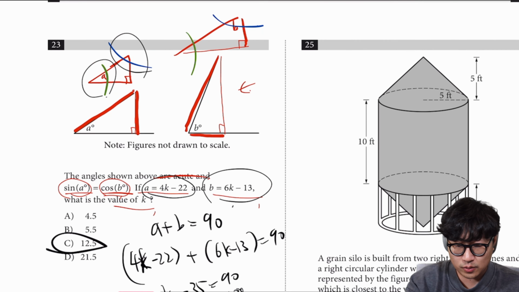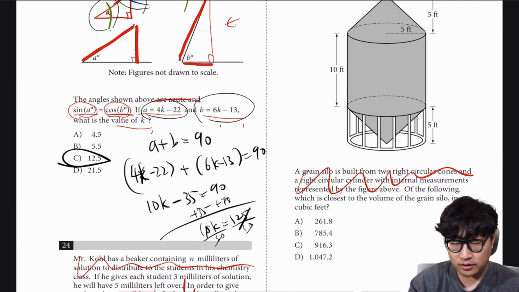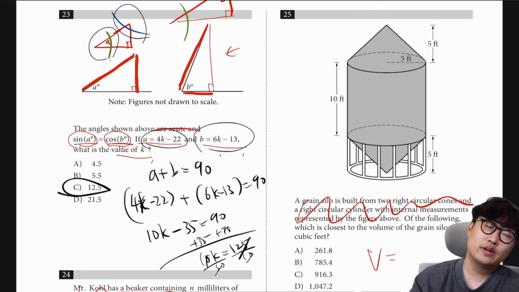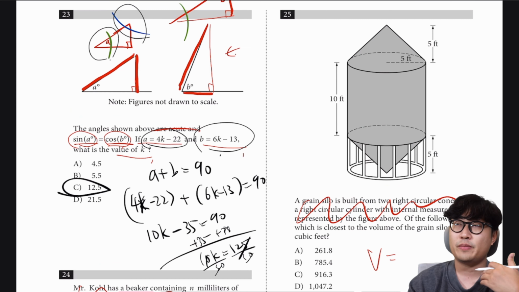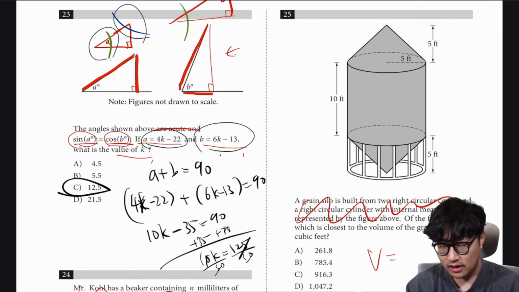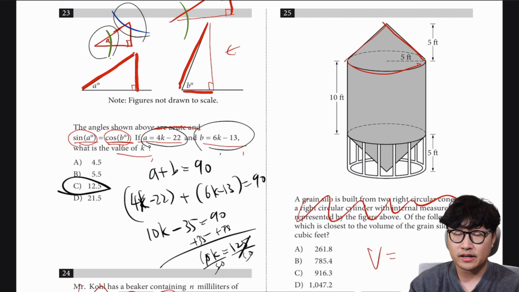All right, number 25. A grain silo, blah, blah, blah. I don't want to read all of that. The following is close to the volume. Well, you got a cone and then another cone at the bottom, and then you got that little cylinder. Gladly, the front of the packet tells you everything about it. So I'm going to start with the cone first, right? That little cone, the front of the packet tells you 1/3 pi r squared h.